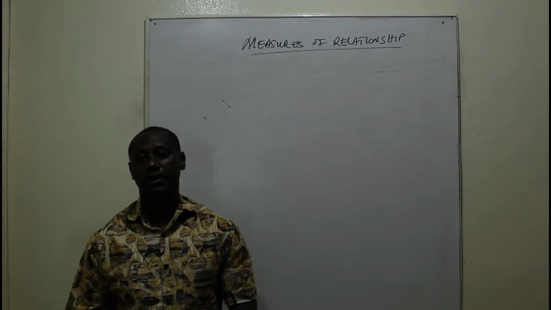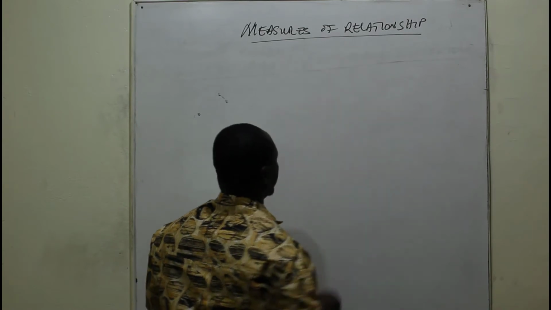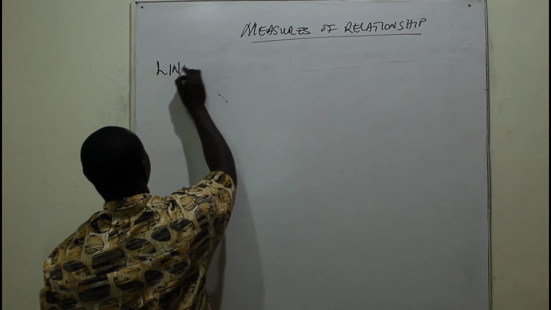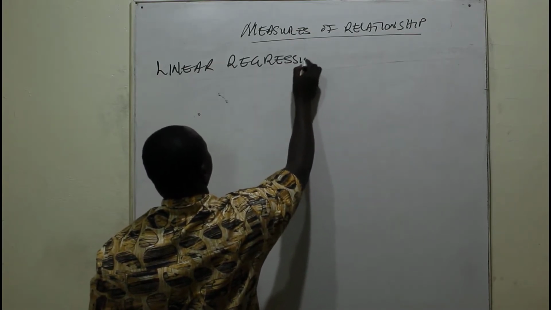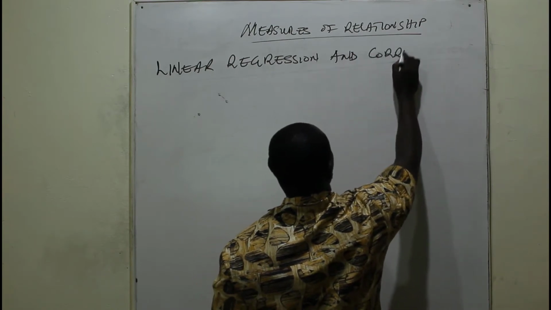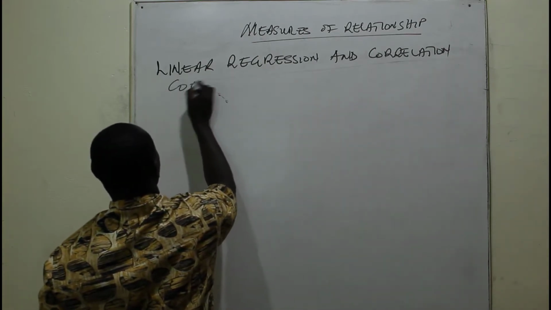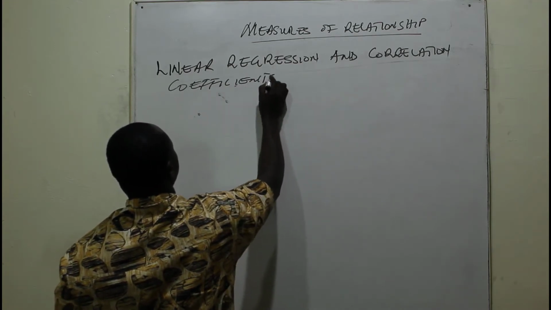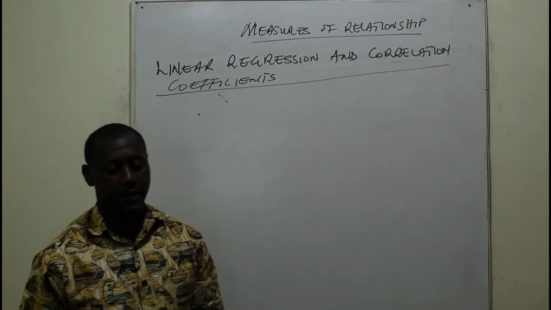On the course outline, unit 5, our focus is going to be on measures of relationships, and there we shall be talking about linear regression and correlation coefficients. These are what we are going to talk about for the day.